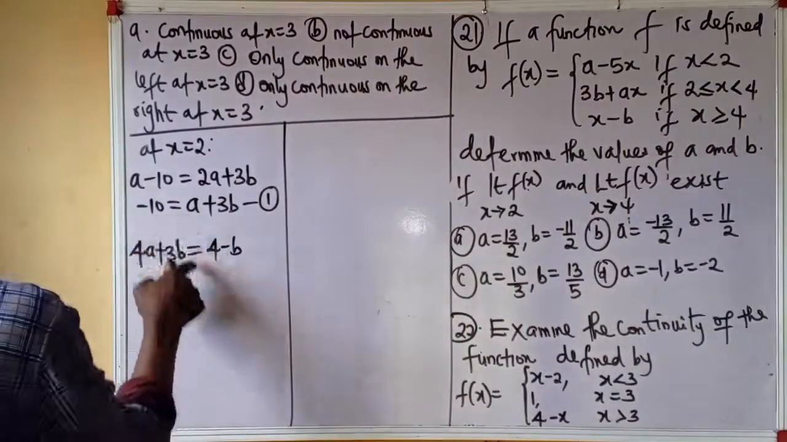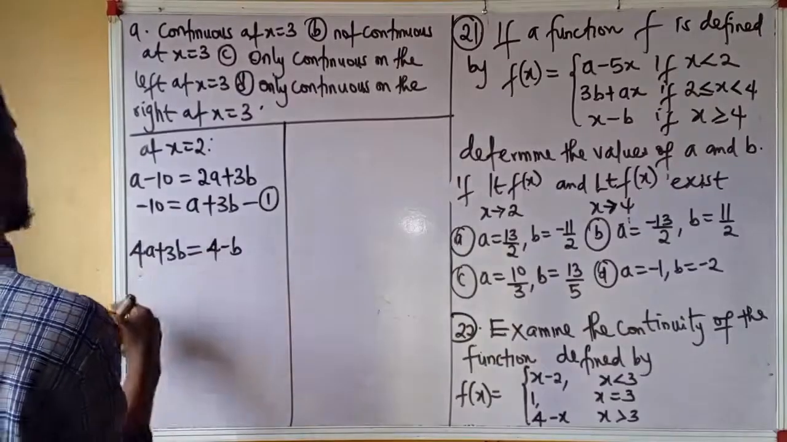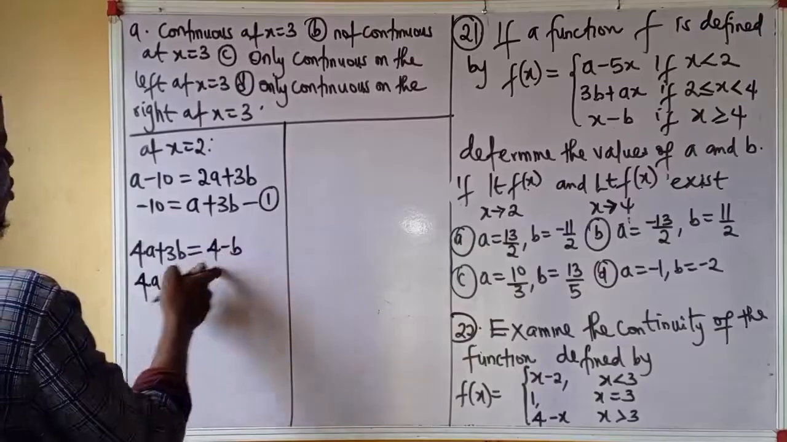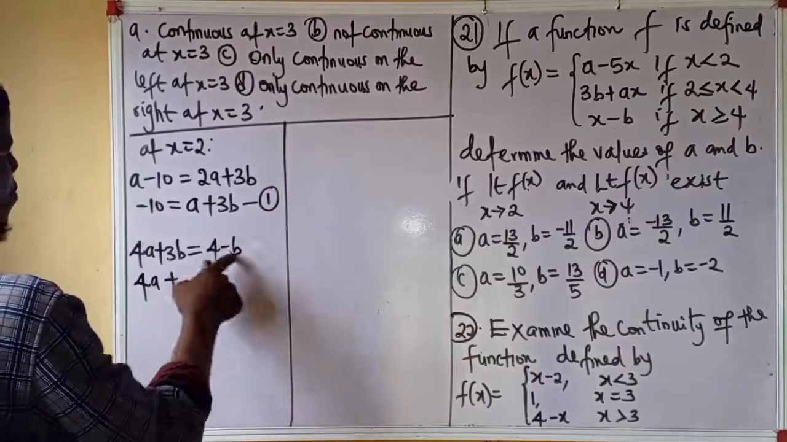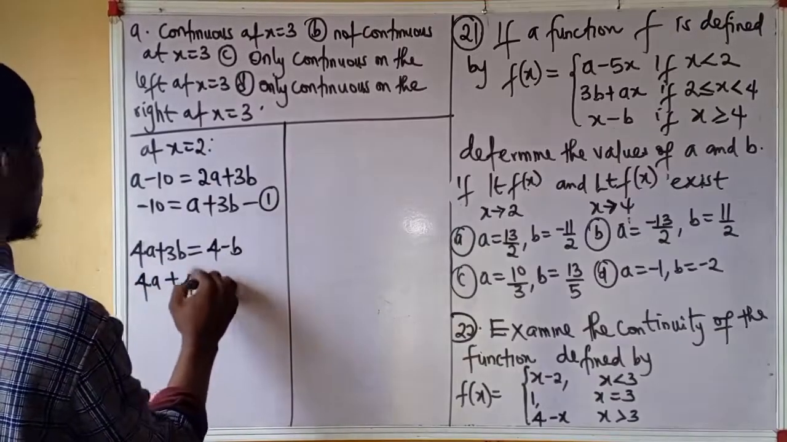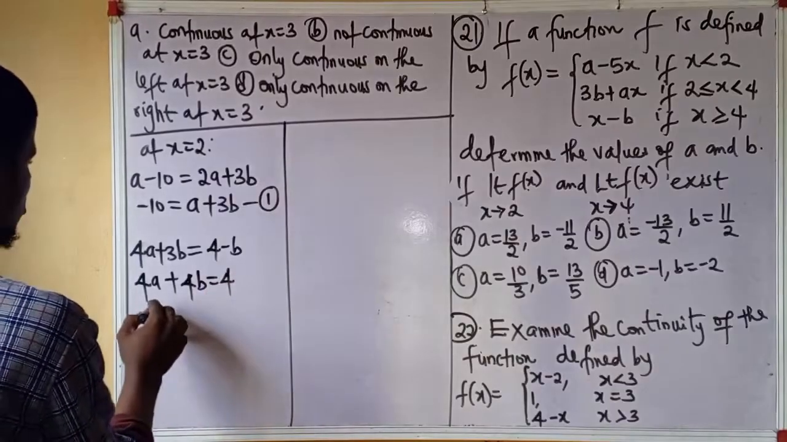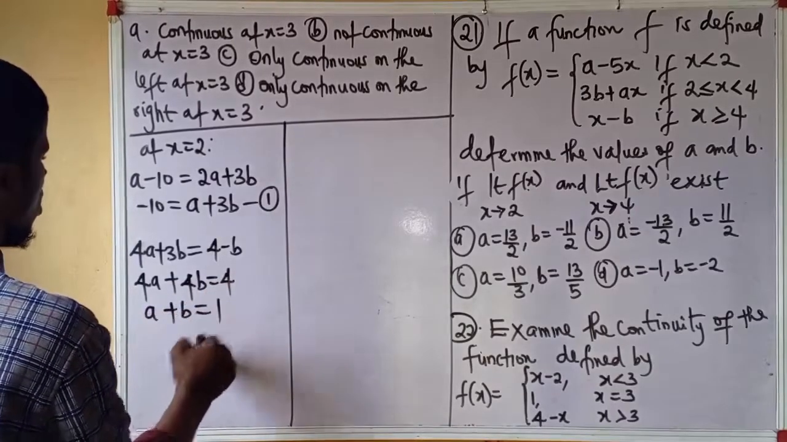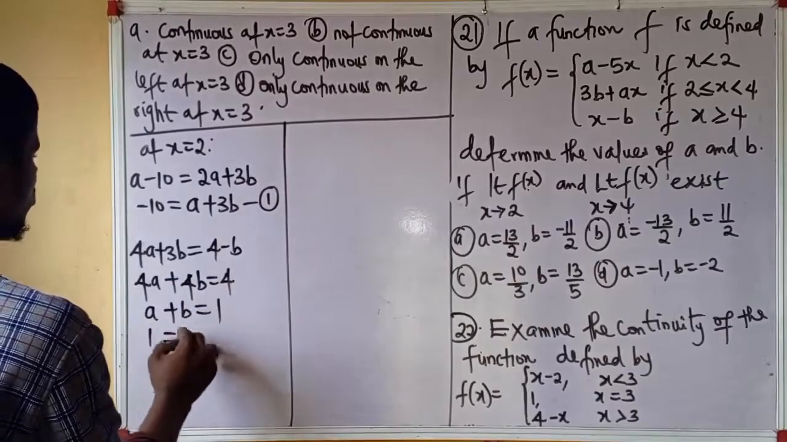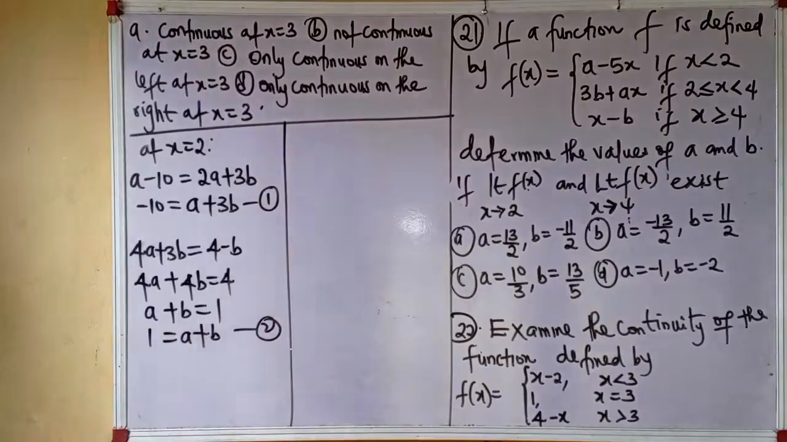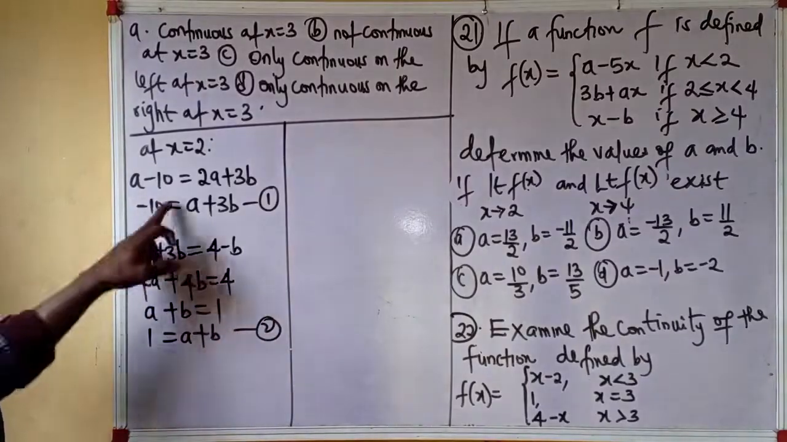Let's write this equation in this form. So this is 4a plus, if this minus b crosses, it becomes positive. 3 plus 1, that's 4b, equal to 4. Divide both sides by 4. It means that a plus b equal to 1, which means that 1 is equal to a plus b. Equation 2.